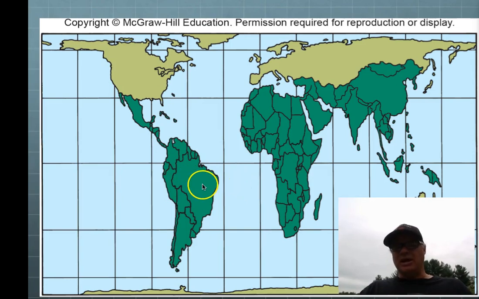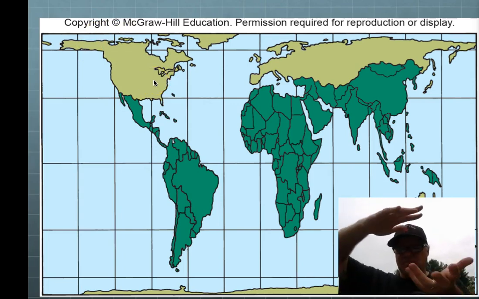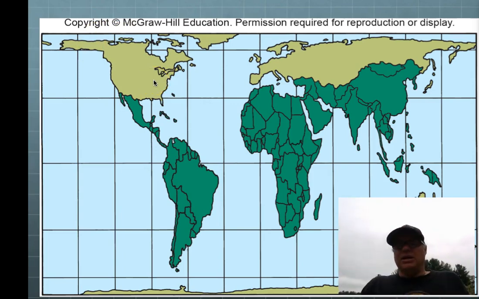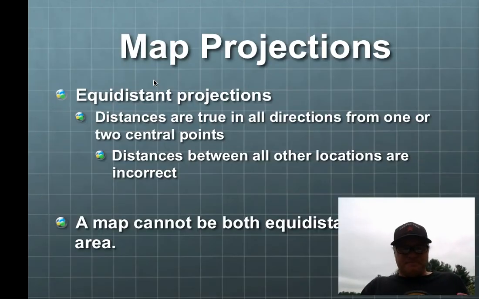The problem with this map is that things get really distorted in terms of their shape. So North America is not shaped like this. It's sort of taking those upper areas and smashing them down. So you have to recognize when you're looking at different types of maps that something is always distorted.